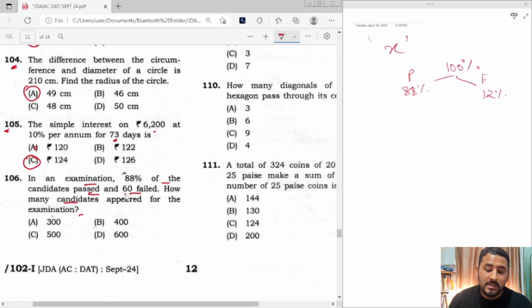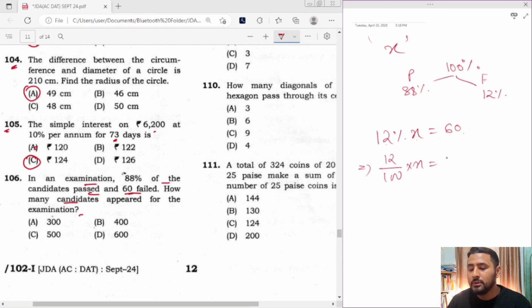And according to the question, 60 failed. So what you should do? You should do 12% of x is equal to 60 to get the answer. 12% of the total number equals failed. So you should get 12 by 100 into x equal to 60.